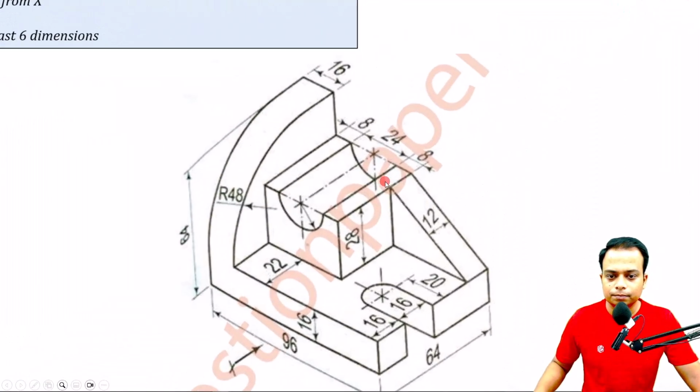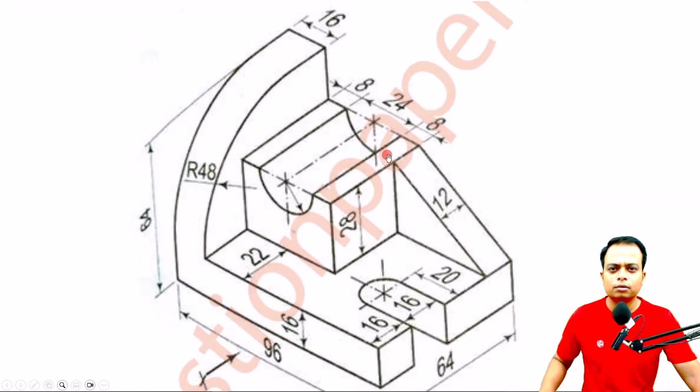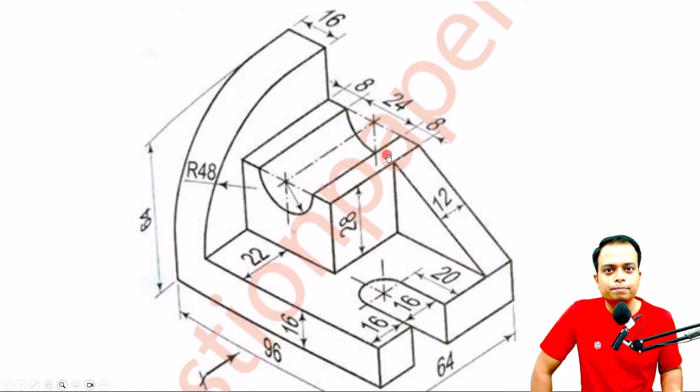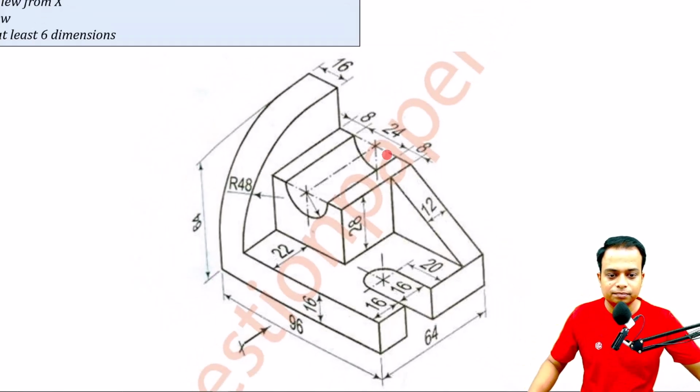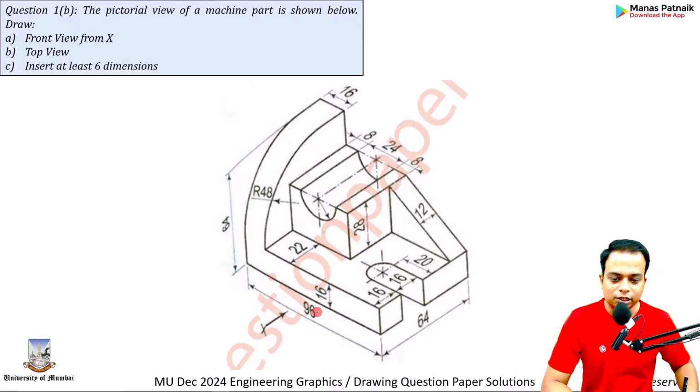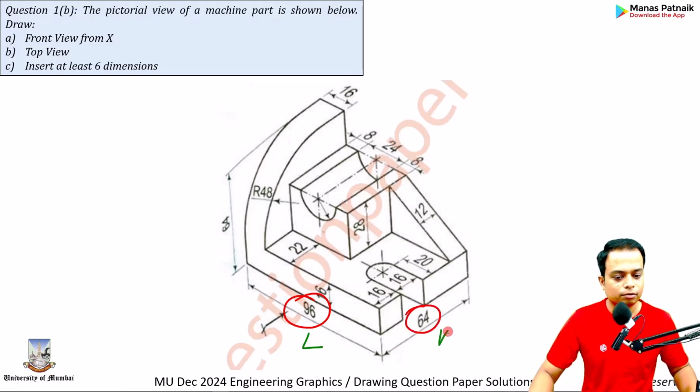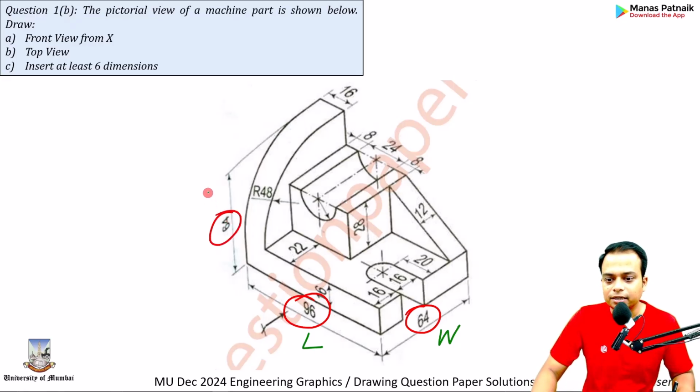Take a look. I want all of you to observe this object very carefully. First thing that you should realize is that the length of the object is 96. What is this? Sir, this is the length. Let me write L. What is this? Sir, this happens to be the width. What about this dimension over here? Sir, that's the height. So we have the length, width, and height as 96, 64, and 64.